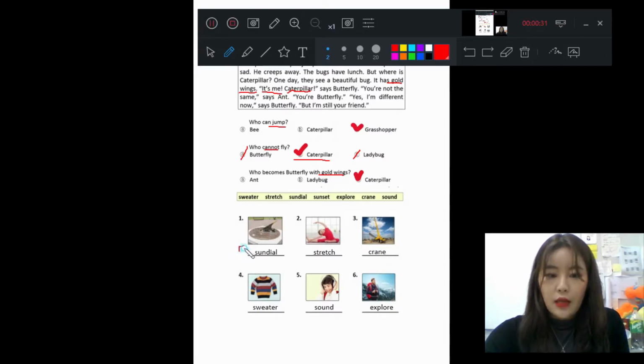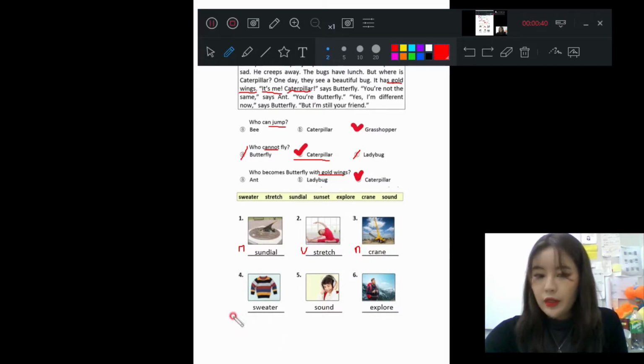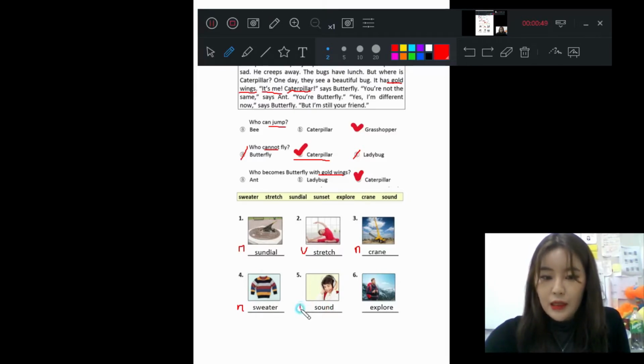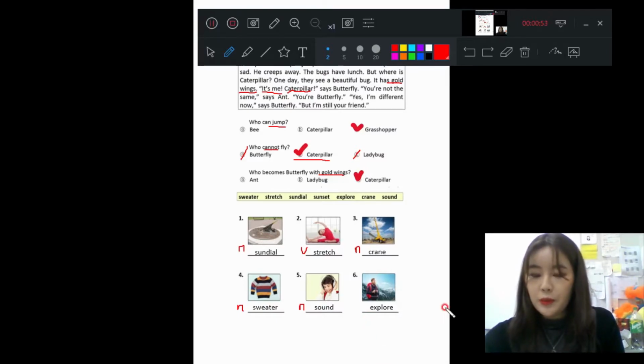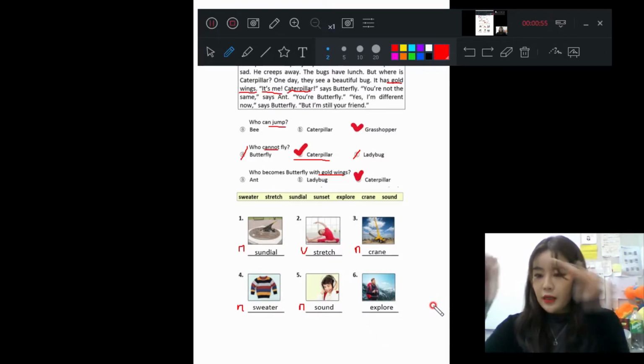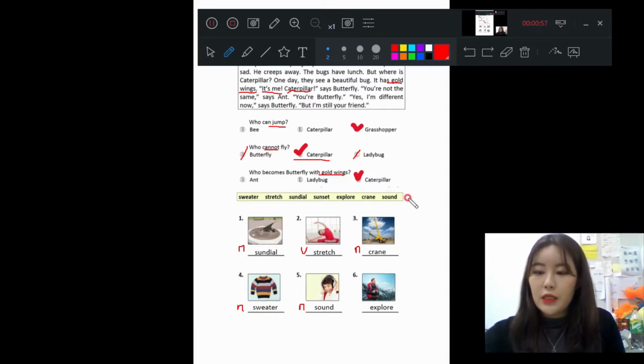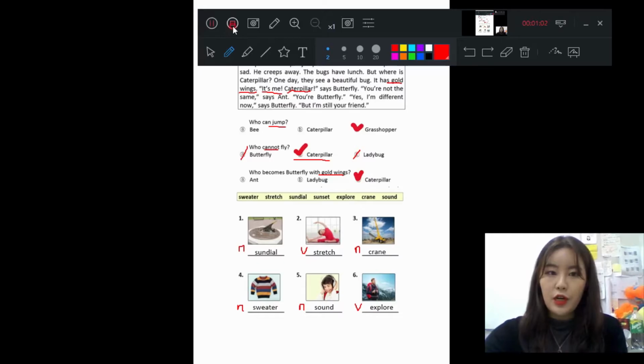Sundial is the noun. Good. Stretch is going to be verb. Crane is going to be also noun. Sweater, another noun here. And sound. In this case, the sound is being used as noun here again, okay? And explore, do you guys remember the meaning of explore? 탐험하다, right? So it's going to be good, verb. Nice job.